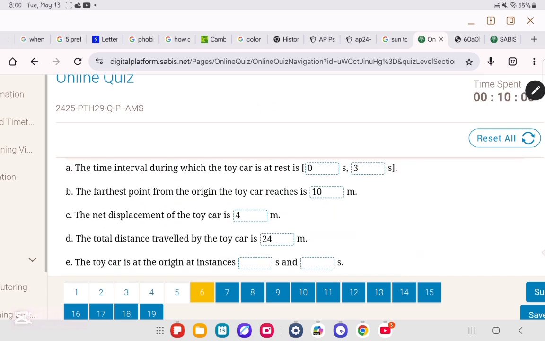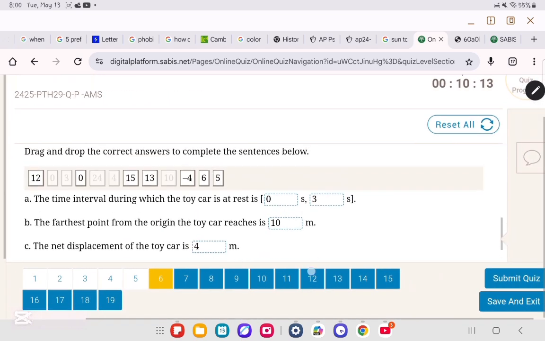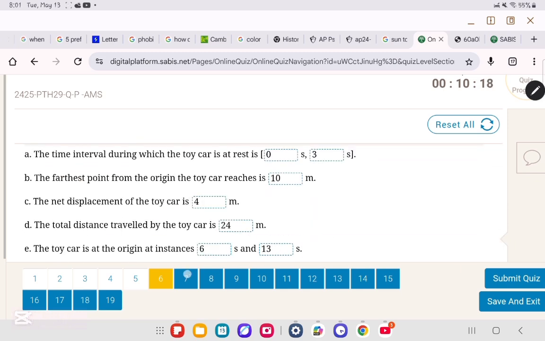The toy car is at the origin at what instances? Where do you see that the toy car is at the origin? At this point and this point. This point over here is 6 seconds. And this point over here is about 13 seconds. So the times when it's at the origin are 6 seconds and 13 seconds.